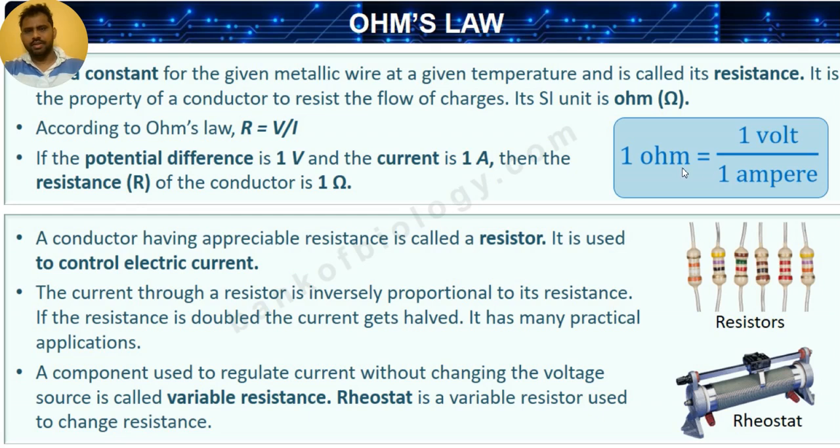If the current flow is high, resistance will be low. So they are inversely proportional. So if the resistance is doubled, the current gets halved. If the resistance is halved, the current is doubled.